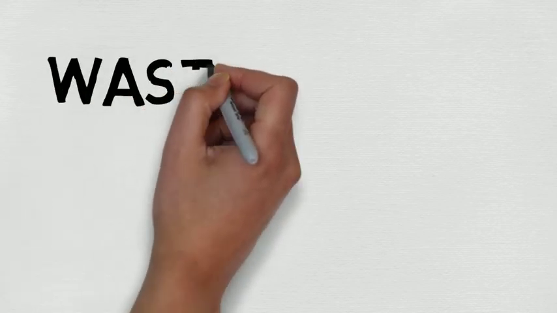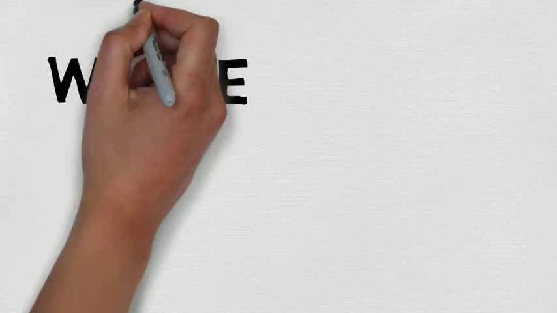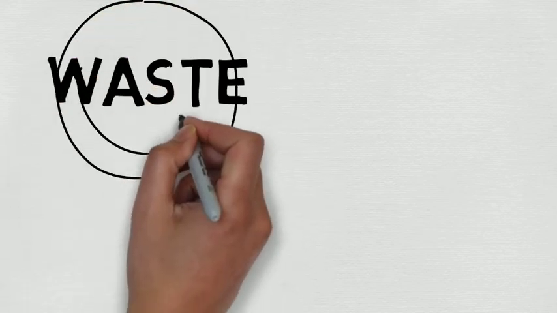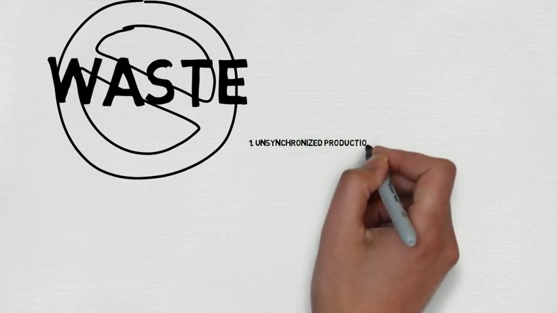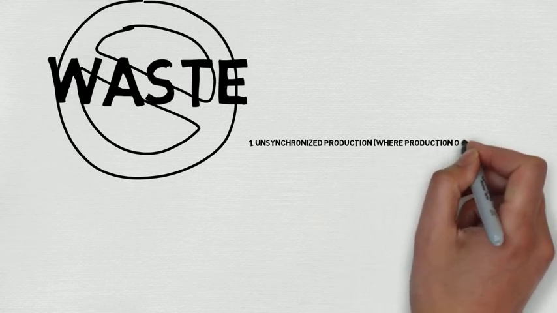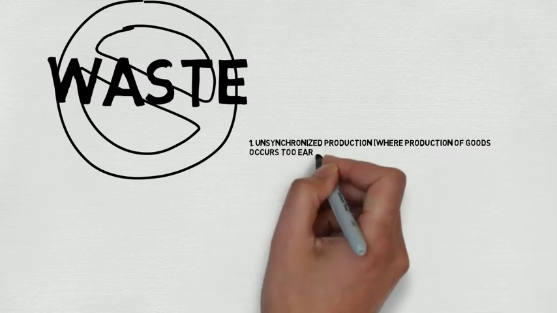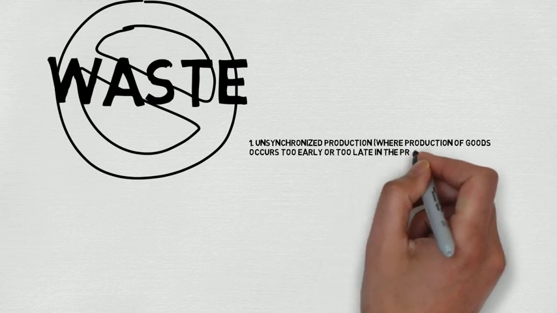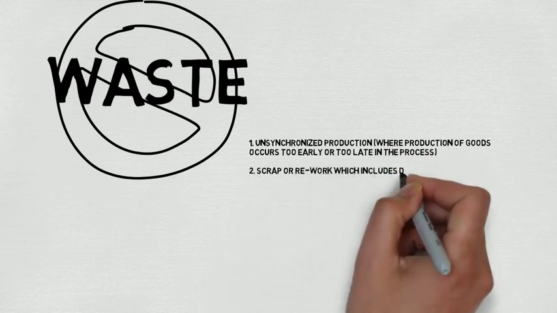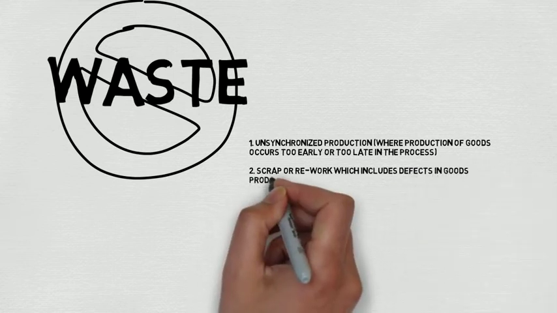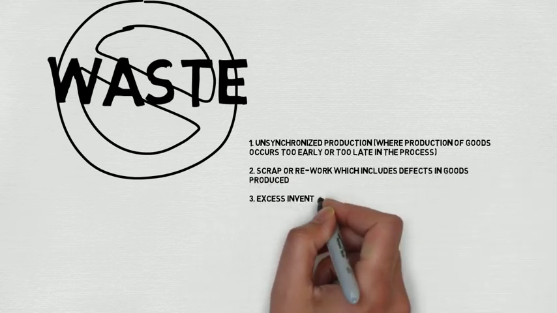The main principle, and probably most well-known principle of lean operations, is eliminating various forms of waste in your organization. There's several different types of waste prevalent in operations. For example, some of the most common include 1. Unsynchronized production, where production of goods occur too early or too late in the process. 2. Scrap or rework, which includes defects in goods produced.